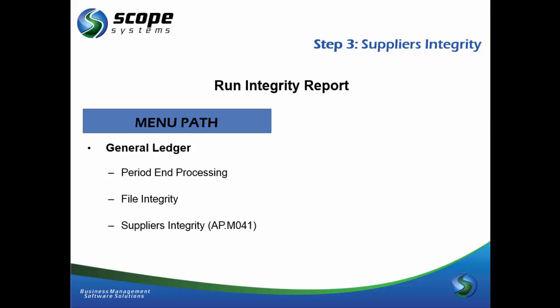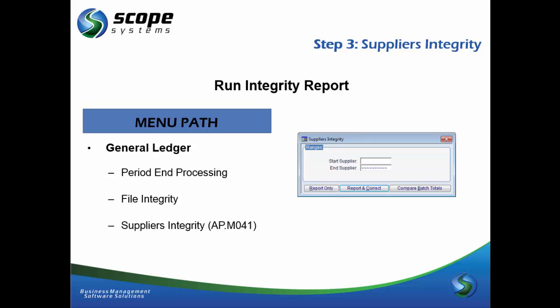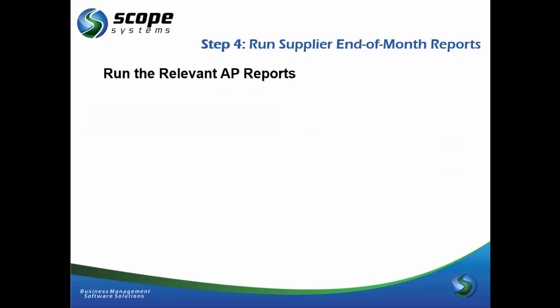Step 3, supplier integrity. Running of integrity reports. The menu path would be general ledger, period end processing, file integrity, supplier integrity, and run the reporting correct. Please ensure all corrections are made and the AP ledger agrees to the general ledger.